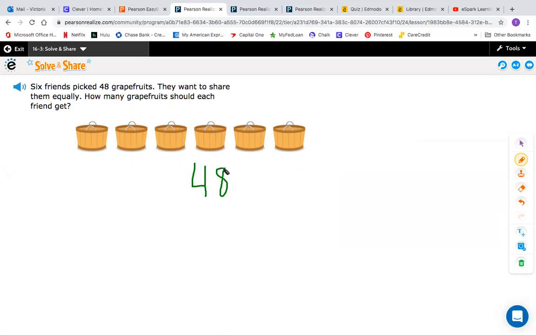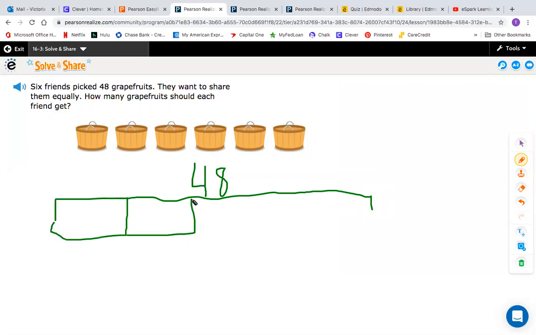And how many groups am I splitting it into? How many friends are there? It says there are 6 friends. So my 48 needs to be split into 6. Sorry, it's messy. So let's split it into 6. Here's 1 friend, 2 friends, 3 friends, 4 friends, 5 friends, and then I'm gonna add 1 more on the end because there's 6 friends.